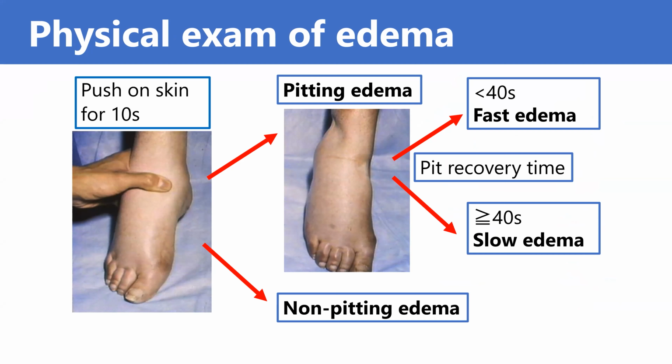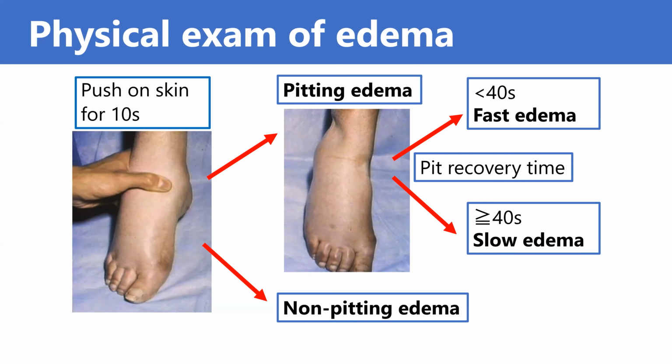If you see a patient with pitting edema, you also need to check the pit recovery time, which means how many seconds it took for the pit to return to normal. In general, pit recovery time of less than 40 seconds is defined as fast edema, and this condition suggests decreased oncotic pressure, such as hypoalbuminemia. On the other hand, pit recovery time of 40 seconds or longer means slow edema, which is mainly due to increased hydrostatic pressure, which means heart failure.